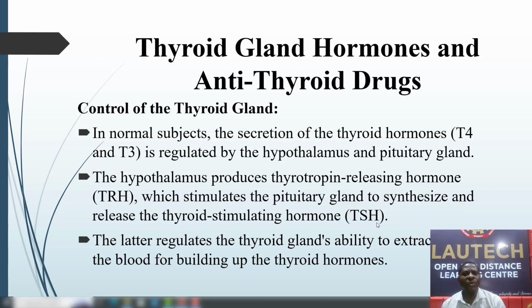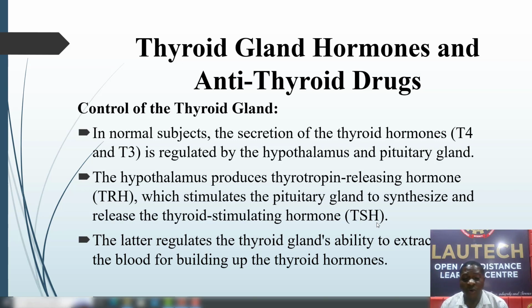Now, we want to talk about what? Control of the thyroid gland. In normal subjects, the secretion of the thyroid hormones, T4 and T3, is regulated by the hypothalamus and pituitary gland. Hypothalamus produces the thyrotropin releasing hormone, TRH, which stimulates the pituitary gland to synthesize and release the thyroid stimulating hormone, TSH. The latter regulates the thyroid gland's ability to extract iodine or iodide from the blood for building up the thyroid hormone.